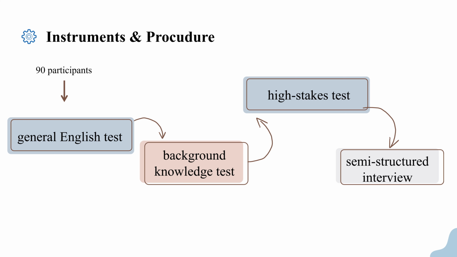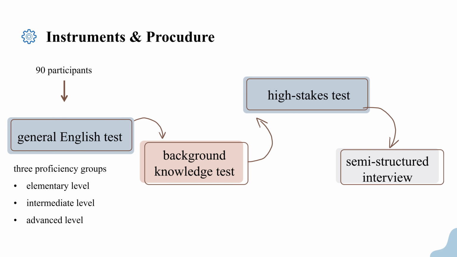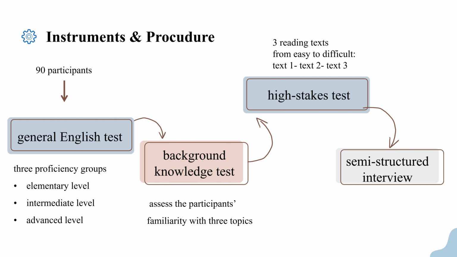Now let's have a specific look at the research instruments and the research procedure. These participants had already taken a general English test in the previous semesters as formal final term exams. Their scores were used as the criterion, and they were divided into 3 different proficiency groups. Before that, their background knowledge was assessed through a test related to the key concepts of economics. Then they took a high-stakes test with 3 reading texts. Taking into account the lexical and syntactic factors, they ranked the texts from easy to difficult: Text 1, Text 2, and Text 3, which is the most difficult one.